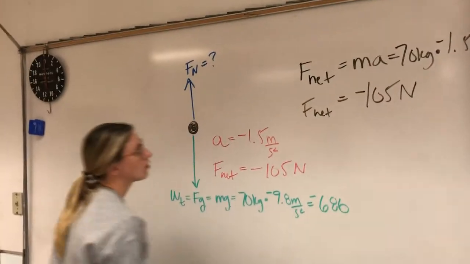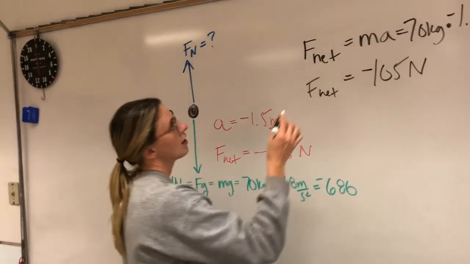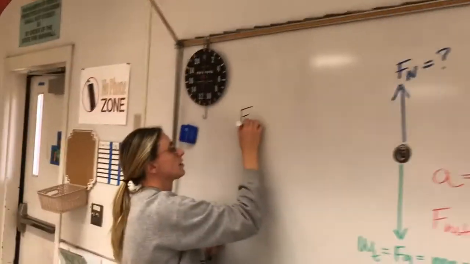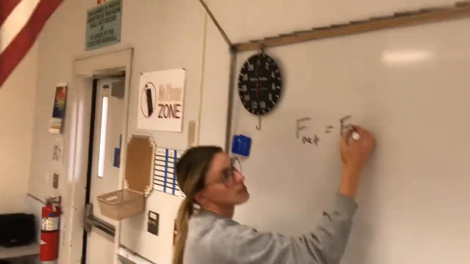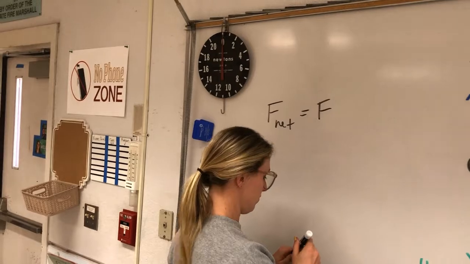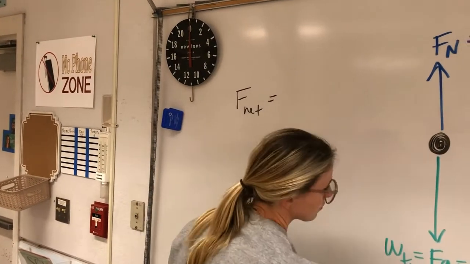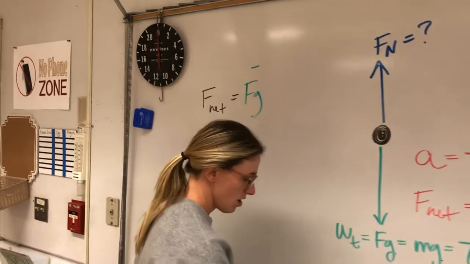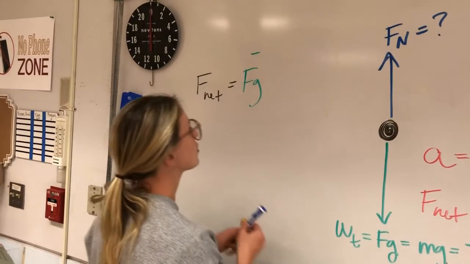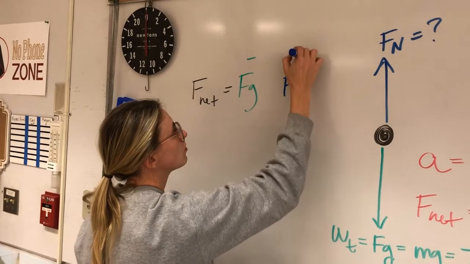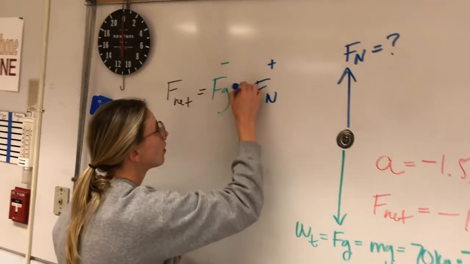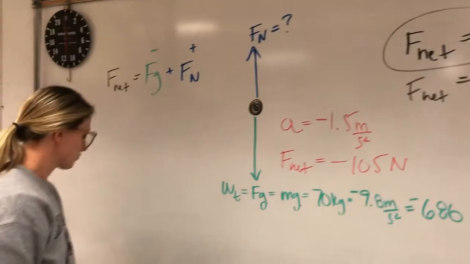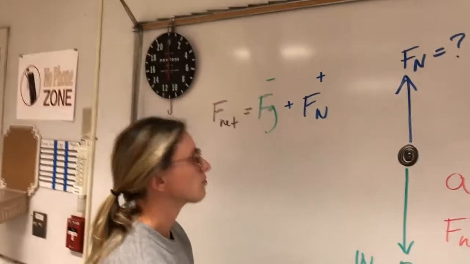So net force means two things. We've already got the mass times acceleration. What's the other thing the net force means? The net force can mean that, or the net force can be the forces added up together. So in this case, my force of gravity, which is going to be a negative number, plus my normal force, which is going to be a positive number, equals the net force. We know the force of gravity. How can we solve for the normal force?